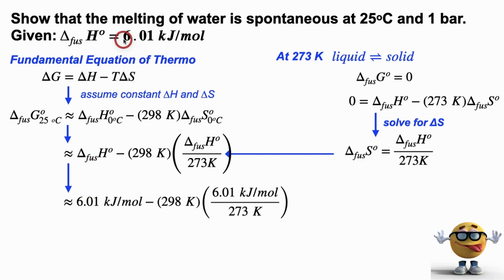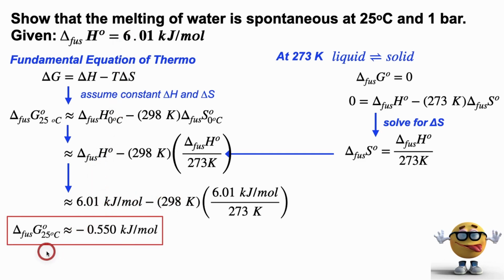This is our enthalpy change of fusion. It takes energy to melt the water, so we plug that in, and we're left with a change in Gibbs energy of negative 0.550 kilojoules per mole. It's negative, which means it's spontaneous, and a negative Gibbs free energy change means that the total entropy is greater than 0, so it's spontaneous.